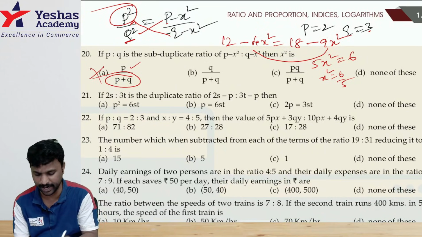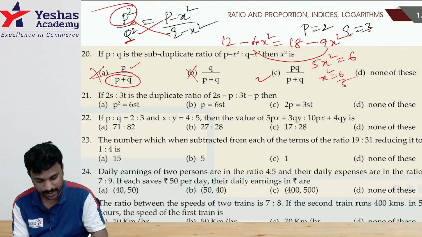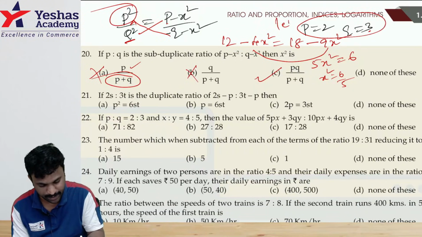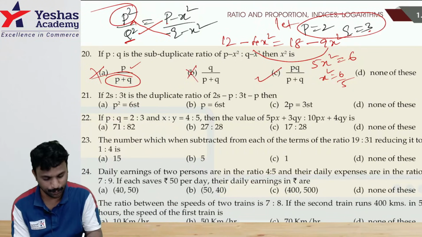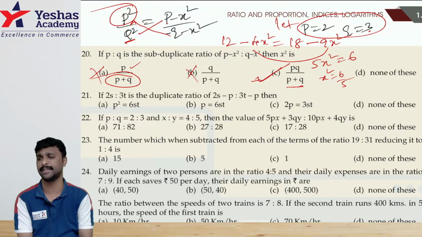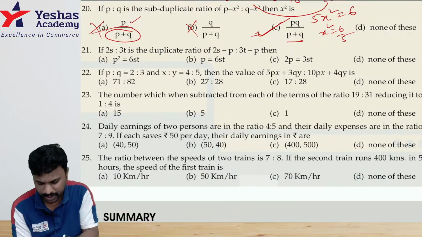It's 2 by 5. It's not the right answer. Option B gives you 3 by 5. It's not the right answer. Option C, you see, 2 into 3, because p value is 2, q value is 3. 2 3s are 6, 2 plus 3 is 5, 6 by 5. That means option C is the right answer. Guys, this is the best way of solving the question. Have you all understood? Moving on to the next question.